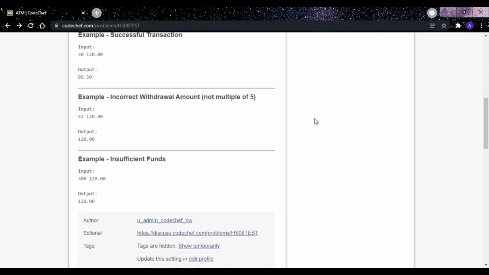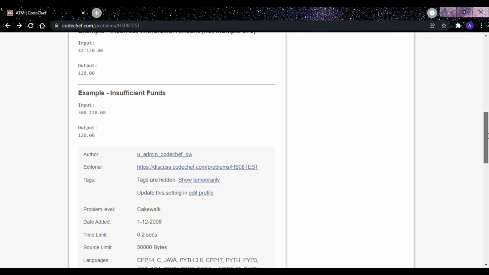In the next example, we have an incorrect withdrawal amount, which is not a multiple of 5. So here we can see that the withdrawal amount is 42 US dollars and the initial account balance is 120 US dollars. We can clearly see that 42 is not a multiple of 5, that if we divide 42 by 5, the remainder will not be 0. So here we have given 120 as the output, which is the initial account balance.